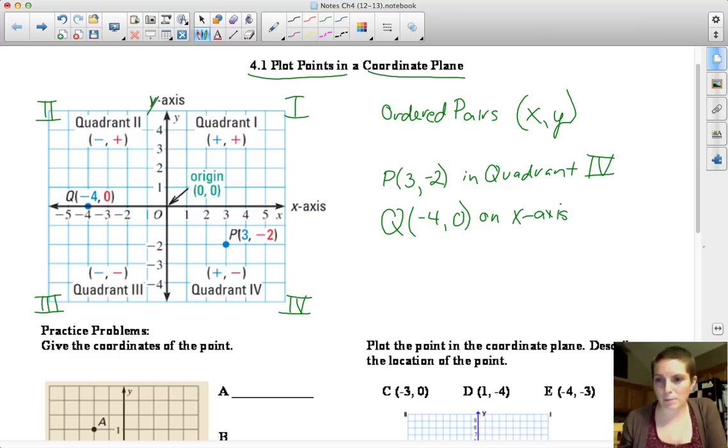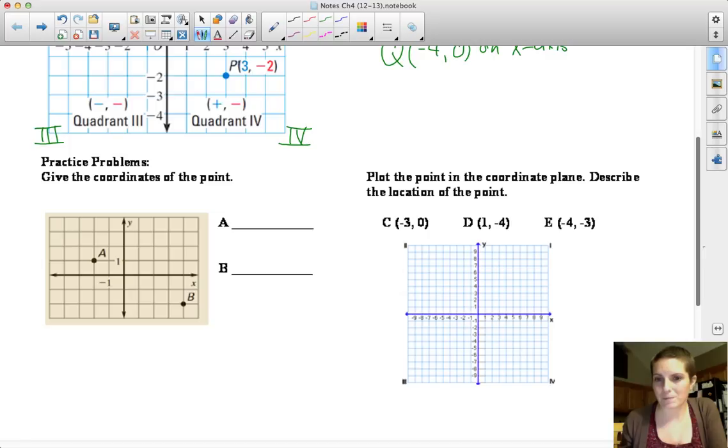So you have some practice problems down here. Give the coordinates of point A, give the coordinates of point B, and then plotting points and describing the location. Please take a moment, pause the video, and solve those.